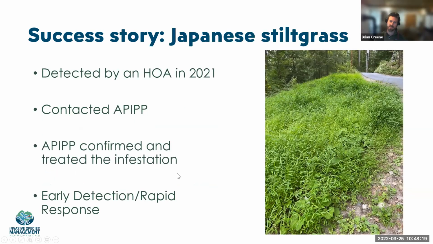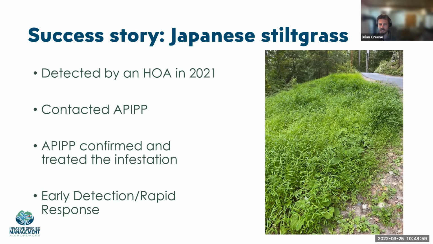To give you an example of a success story from last summer, a member of the public, of a homeowners association, observed Japanese stiltgrass, an invasive species that had not been observed in the Adirondacks before. And they contacted APIP, they took a photo of it, they sent it to us. We were able to communicate with them to confirm that it was it. And then we worked with our staff to do a chemical treatment to try to manage it, to try to eliminate it. And we're able to do this all in a matter of a month.